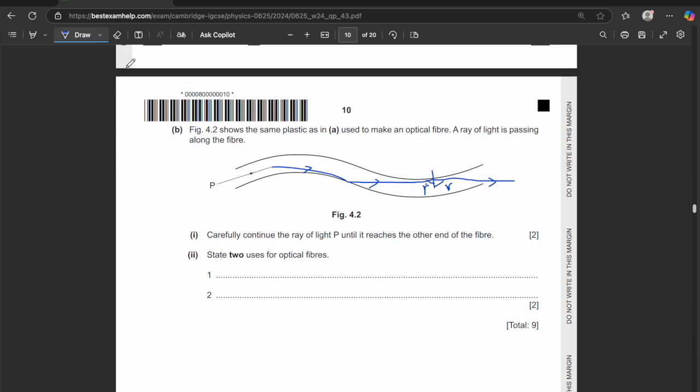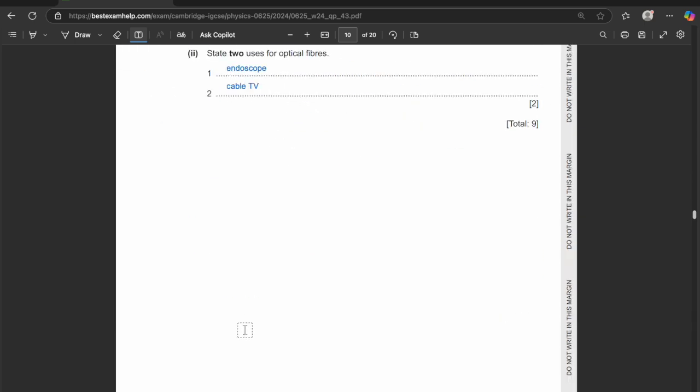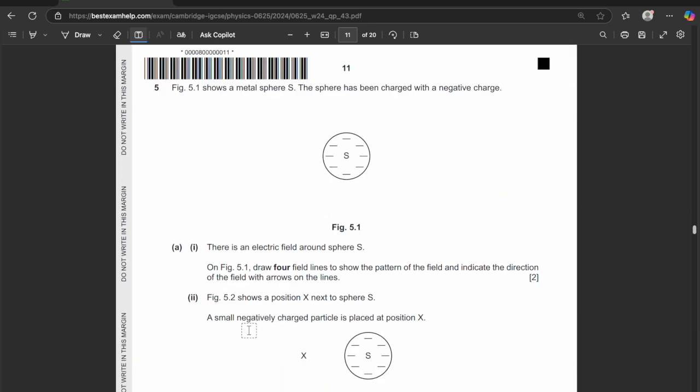Now, state two uses for optical fibers. This is used in a lot of places. One thing that's kind of obvious is endoscopes, right? In medical situations, we use endoscopes, and also for cable TV, you use this fiber to transmit information. So you write that. There are many other instances as well. You can choose and write about what you know.